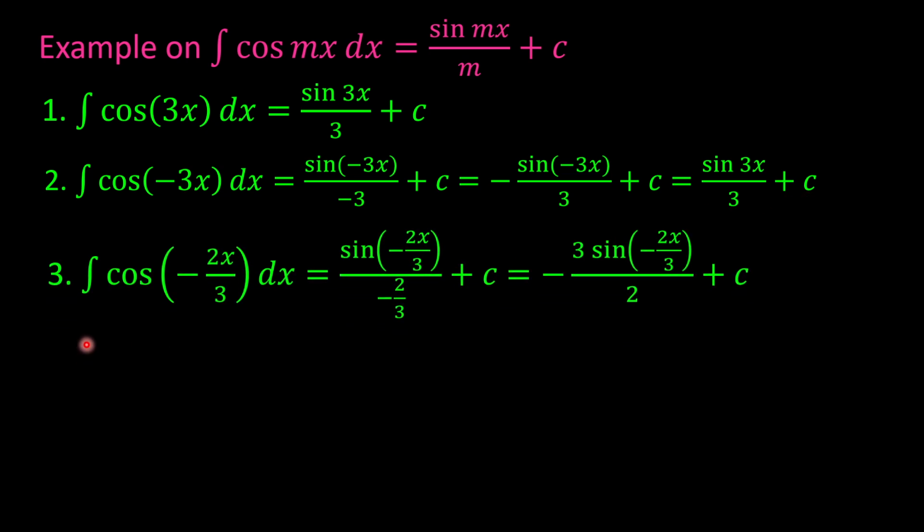Now question number 3. Here the value of m is minus 2 by 3. So cos of minus 2x by 3 will be sin of minus 2x by 3, divided by m, here minus 2 by 3. Here plus c is the integral constant. Now I put here sin of minus 2x by 3, and this minus and this plus become minus, and 2 by 3 becomes 3 by 2, and in place of plus c I put plus c. So this is the integral of cos of minus 2x by 3 with respect to x.